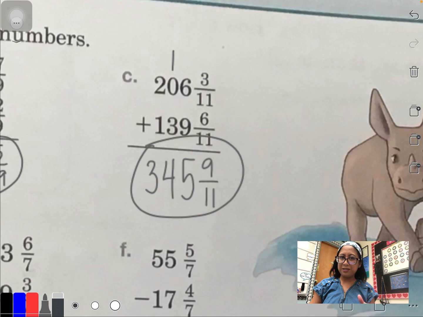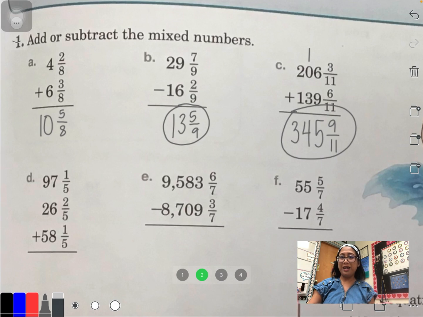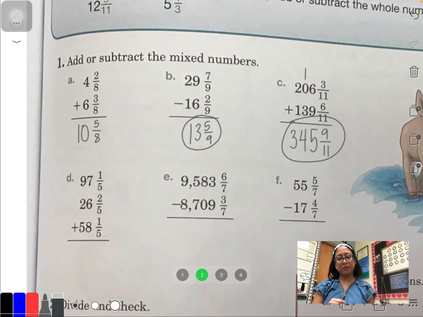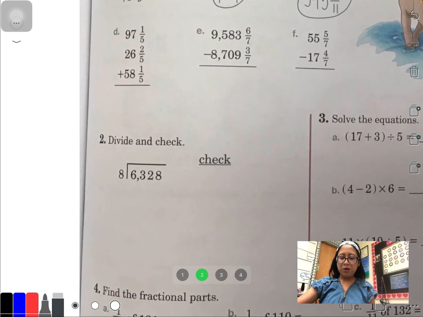So you kind of got this. If you want, go ahead and do D, E, F on your own. I'm not going to stop you, but we're for sure going to work on it at our Zoom meeting, okay? So that's adding or subtracting mixed numbers. Now we're going to do number 2 at our Zoom meeting, like I said. If you want to give it a shot, that's cool. I'll give you a hint, okay?